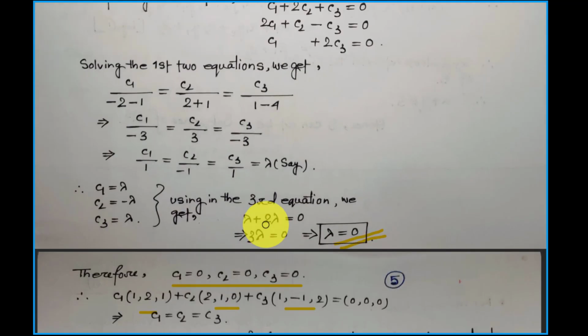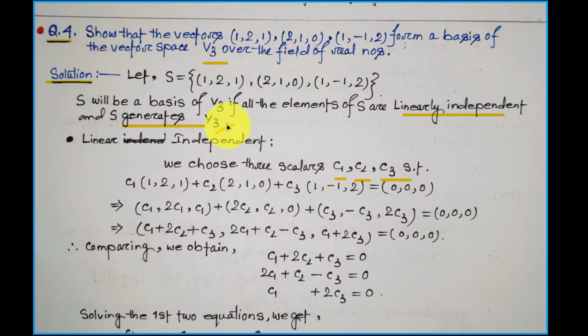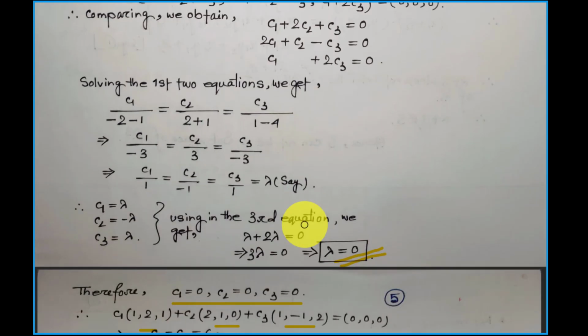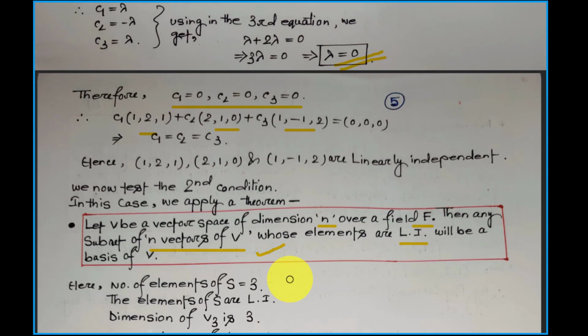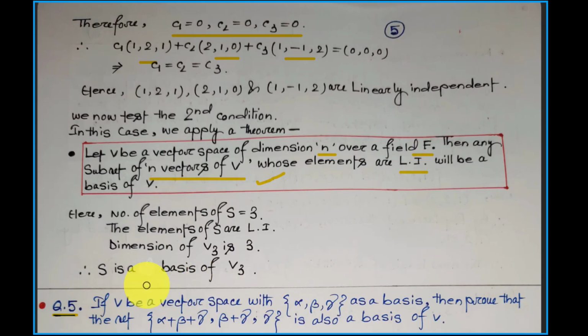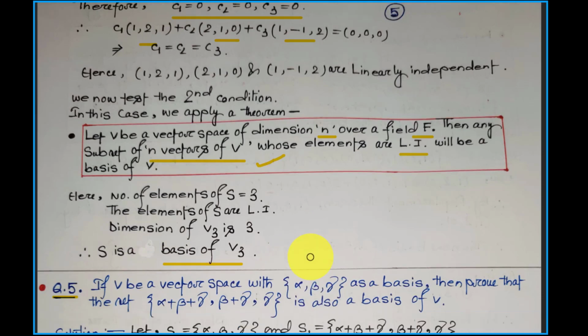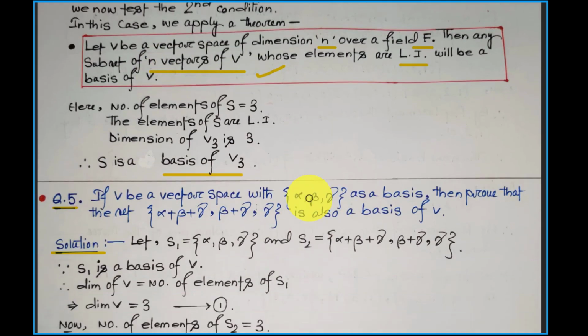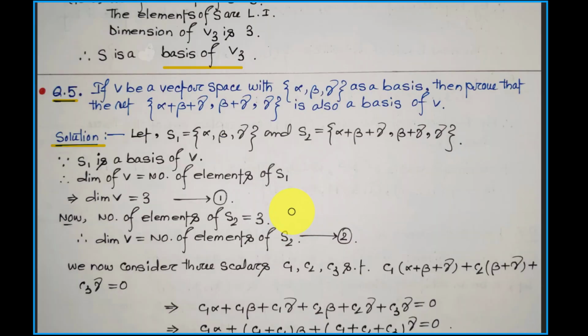Now see, here the dimension of V3 is 3. Here S has 3 elements, first element, second element, third element, and the elements are linearly independent. So according to this theorem, we can say that capital S is a basis of V3. Okay. Now, if this type of problem comes in your exam, then you must mention this theorem. Now come to our next example, example number 5.